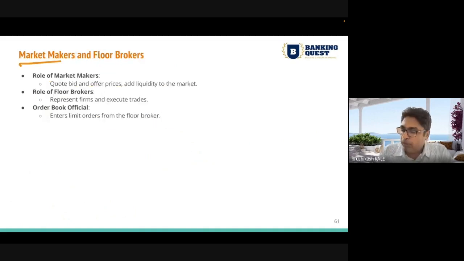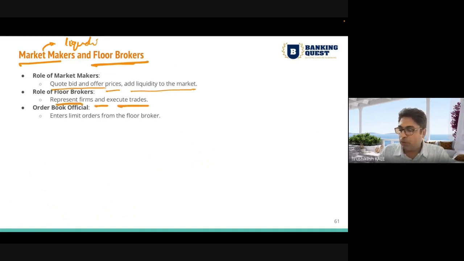Market makers and floor brokers. Market makers are the people who bring liquidity to the market. Quoting bid and ask prices adds liquidity to the market. Floor brokers are the people who represent the firms and execute the trades. So Angel Broking, Zerodha, these are basically floor brokers.